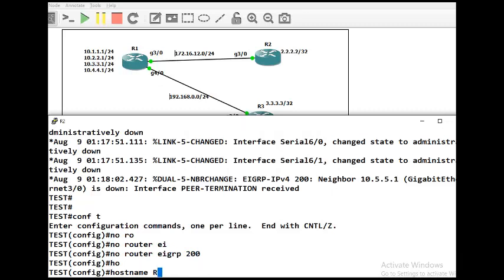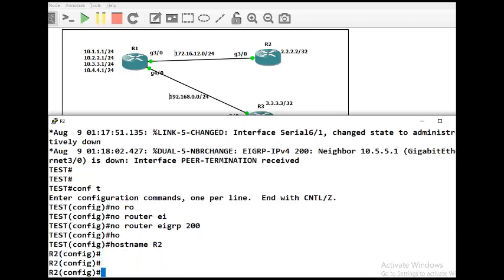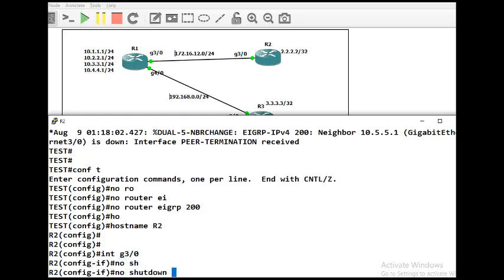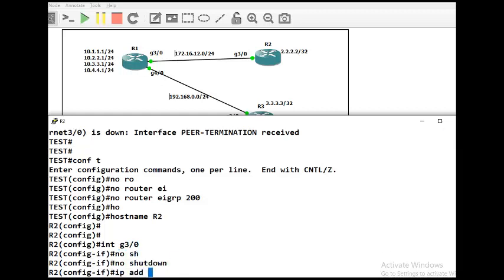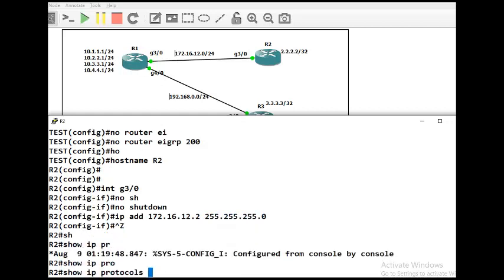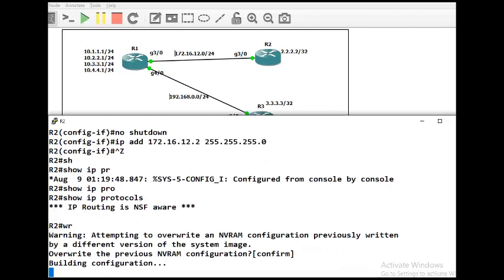Hostname router 2. Then on the interface G3/0, IP address will be 172.16.12.2. Show IP protocol. I want to check whether there is any protocol. No protocol.